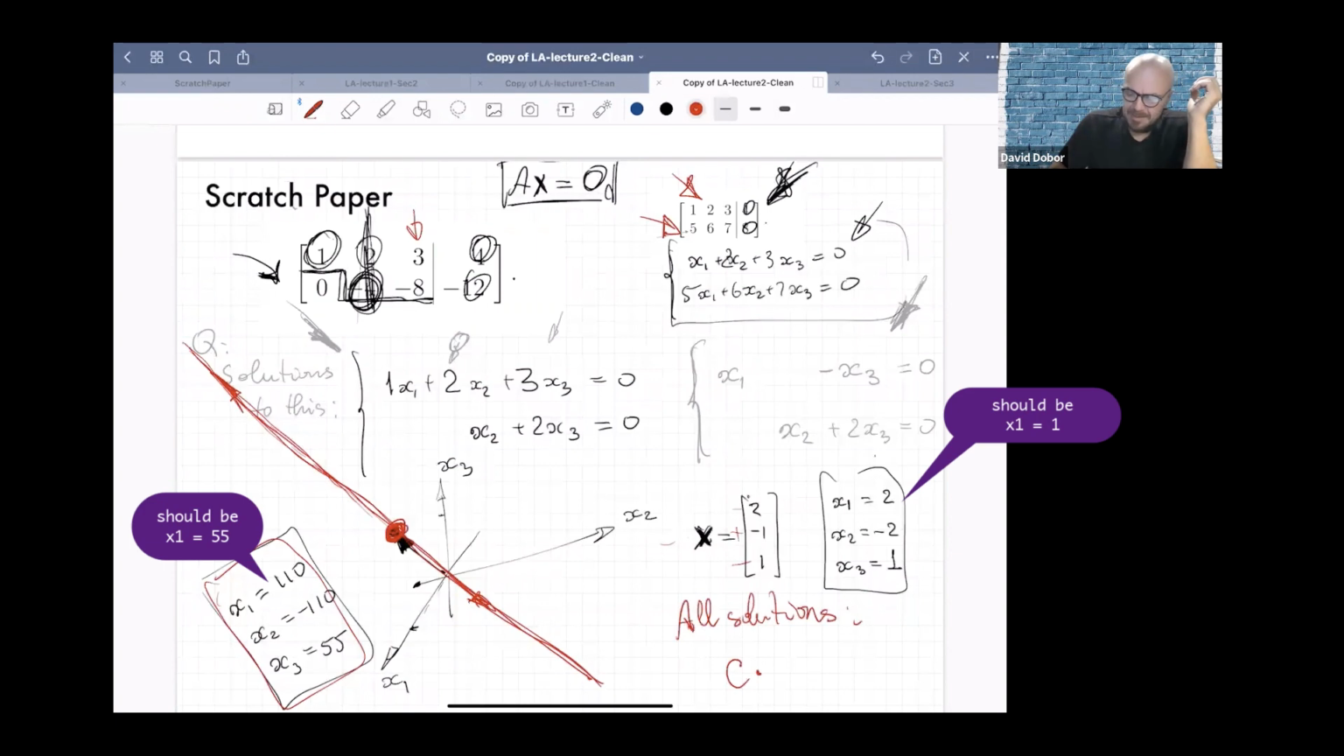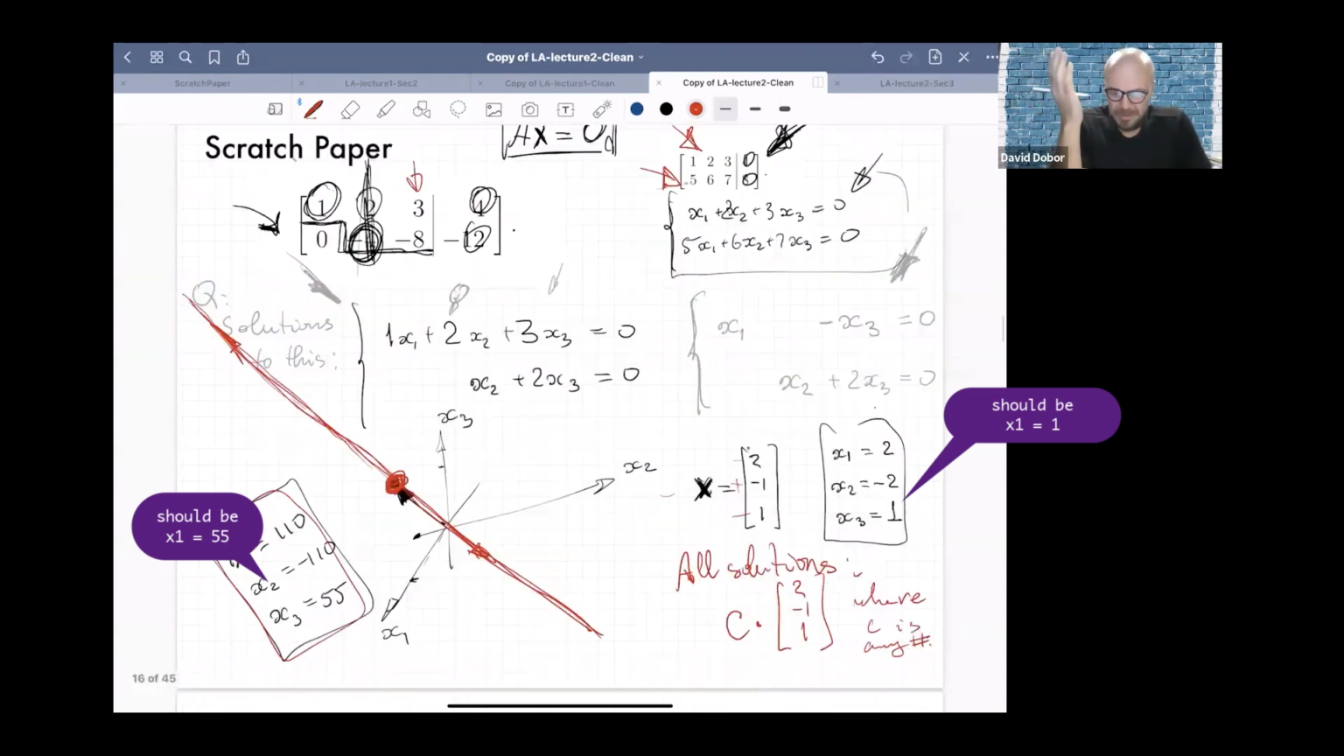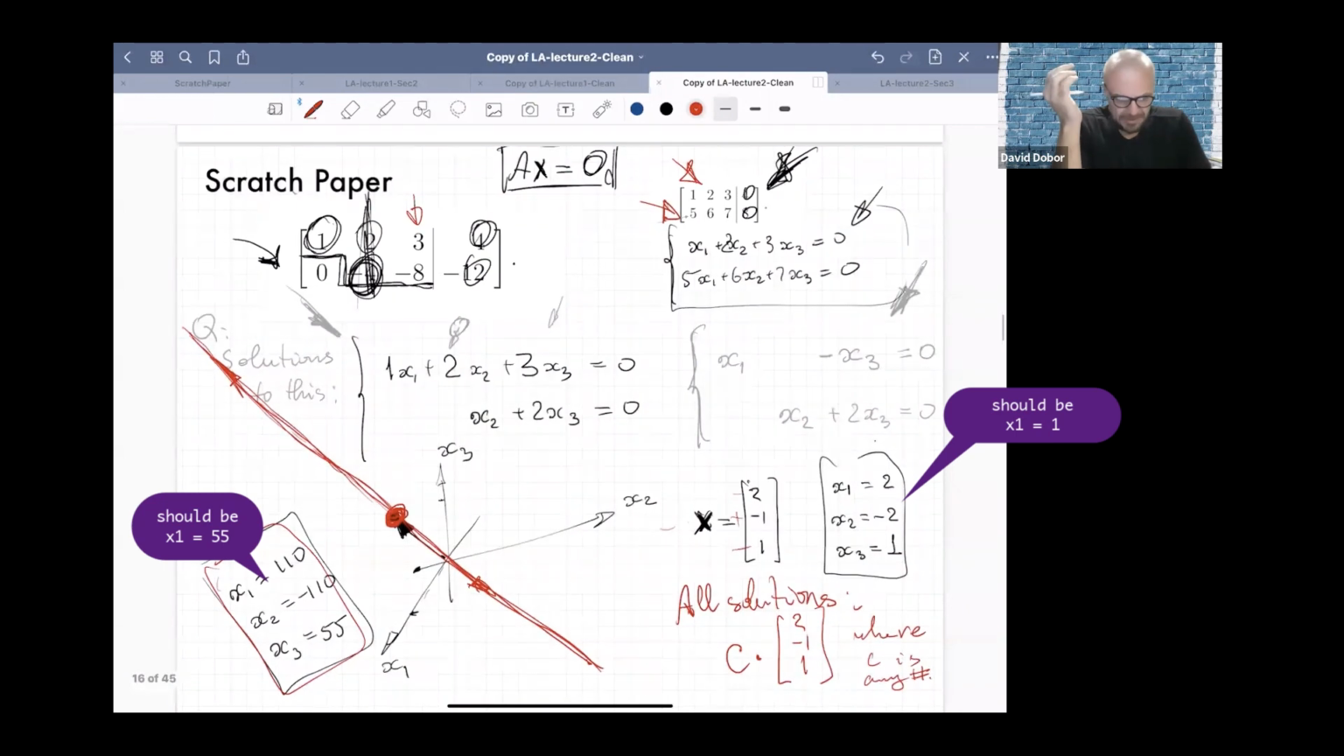C times X. Okay, these are all solutions. If somebody asks you to write it down, you write this down, where C is any real number. Now, is this clear? Now let me tell you how the textbook is asking you to write this down, so that you write it down in the quiz the way they're asking you to write it down, so that there's no confusion.